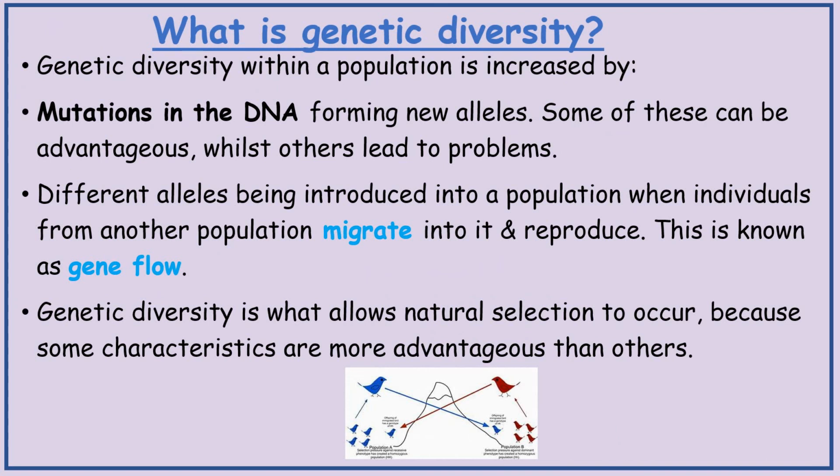Genetic diversity within a population can be increased by mutations in the DNA forming new alleles. Some of these can be advantageous while others lead to problems. Different alleles can also be introduced into a population when individuals from another population migrate into it and reproduce. This is known as gene flow. Genetic diversity is what allows natural selection to occur because some characteristics are more advantageous than others.